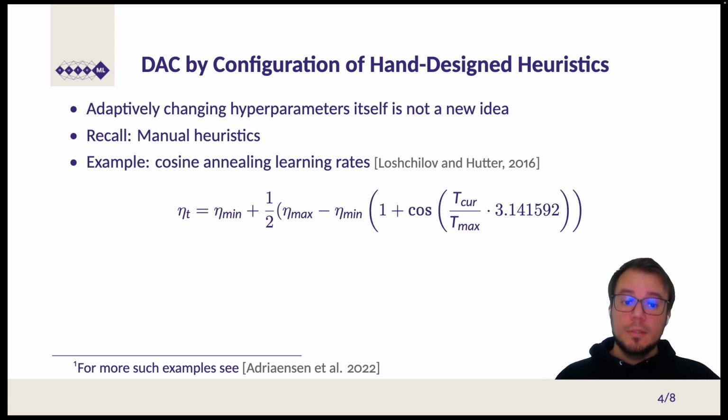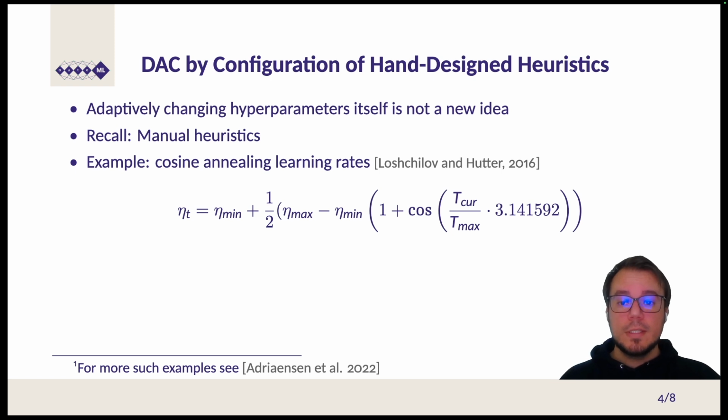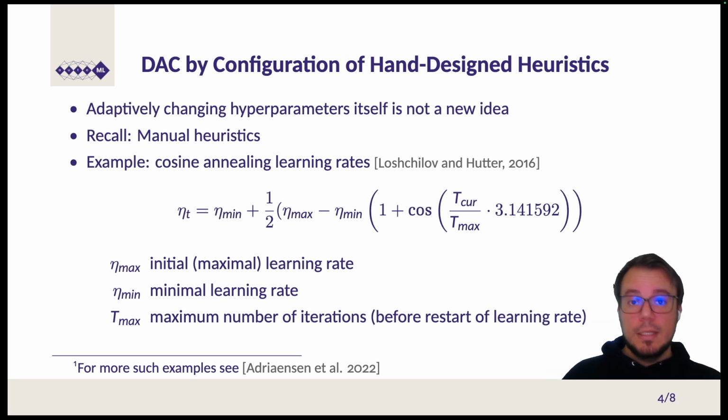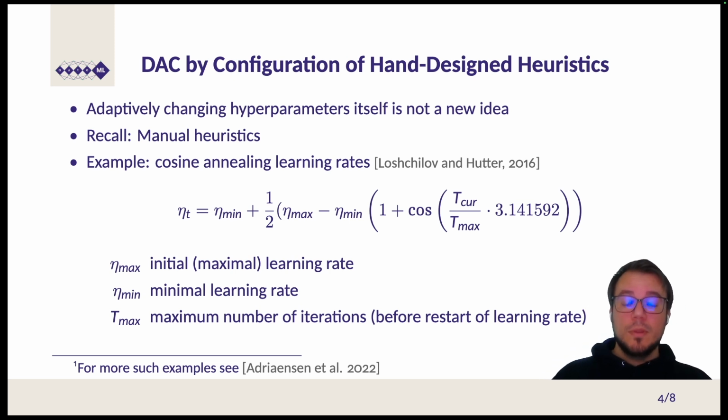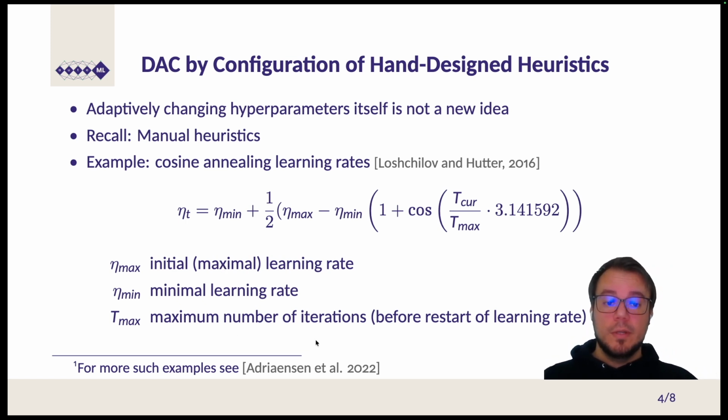I want to recall here that this can be done by heuristics, and I want to recall this here because I wanted to highlight with this cosine annealing example that heuristics, while they are very great in providing community knowledge and giving you a direction of how to dynamically adapt your hyperparameters, they come with their own hyperparameters. Right, here in this cosine annealing example, you need the initial or maximal learning rate, you need a minimal learning rate, and you need a maximum number of iterations.